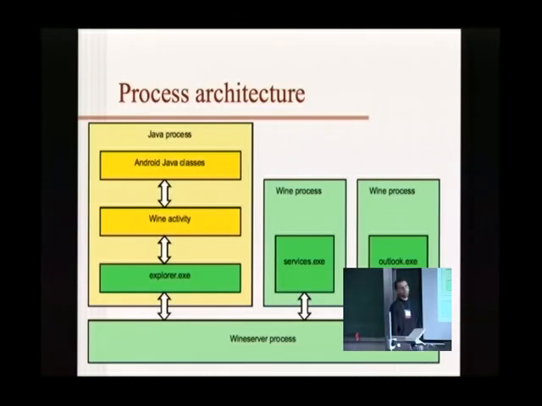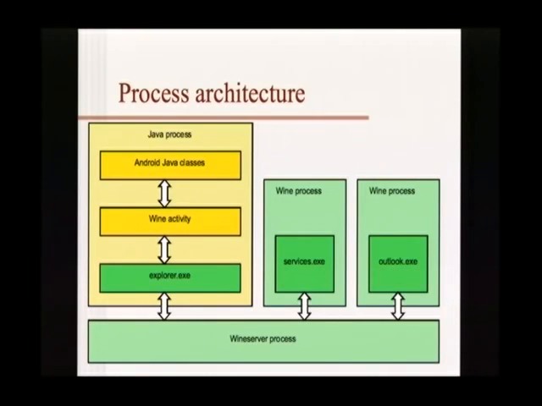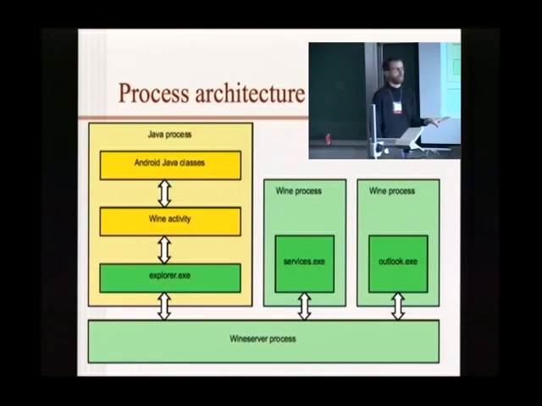So a little bit about the architecture, how this is all working. So in Android, normally you have a Java process. So this is the main process that's running the Java VM. And you have all the Android Java classes running inside that process. And you don't actually have much control over the process layout in Java. So you cannot, for instance, tell Java, create me a new process. So what I'm doing is the wine activity. So this is a Java class that's basically an activity. An activity is an Android application.